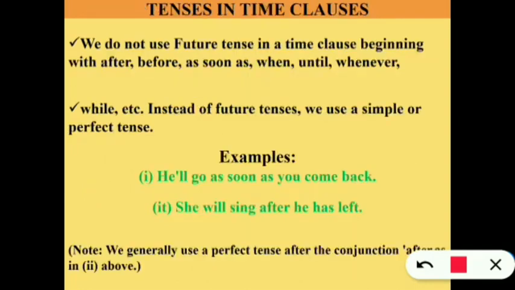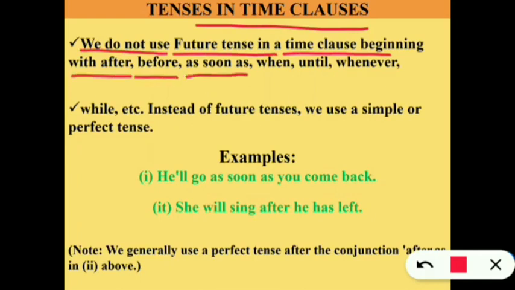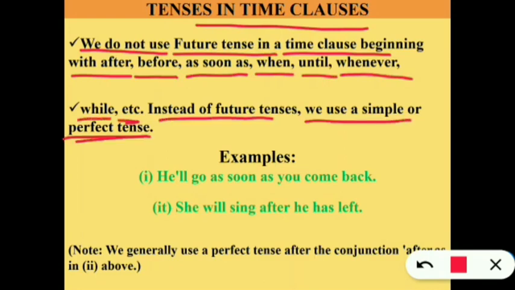Tenses in time clauses. We do not use future tense in a time clause beginning with after, before, as soon as, when, until, whenever, while, etc. Instead of future tense, we use a simple or perfect tense. Let's see the example to make it clear. He will go as soon as you come back. She will sing after he has left.